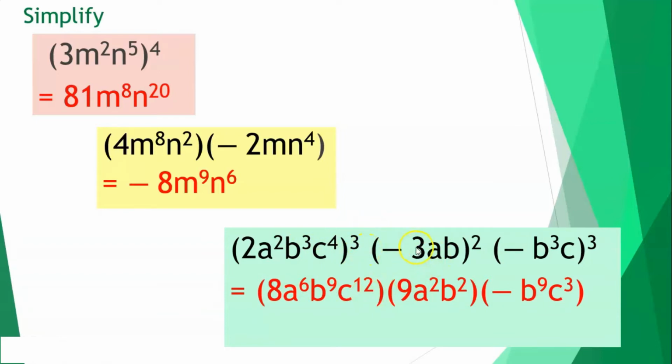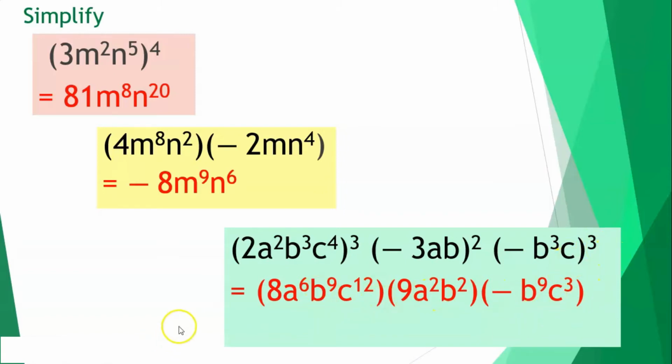This one, negative 3 squared is positive 9. So this would become a squared and b squared. So this one, negative b cubed to the power of 3. So that would be negative b to the power of 9. And c to the power of 3, that's c cubed.